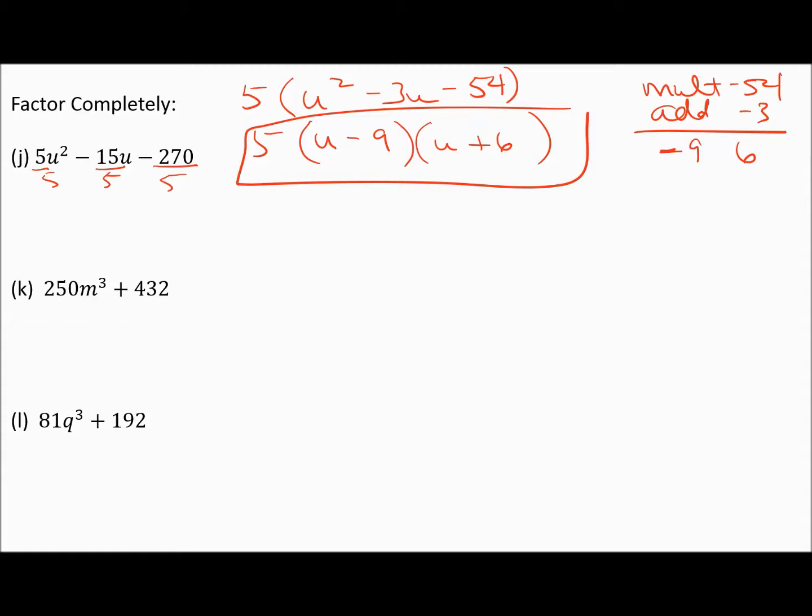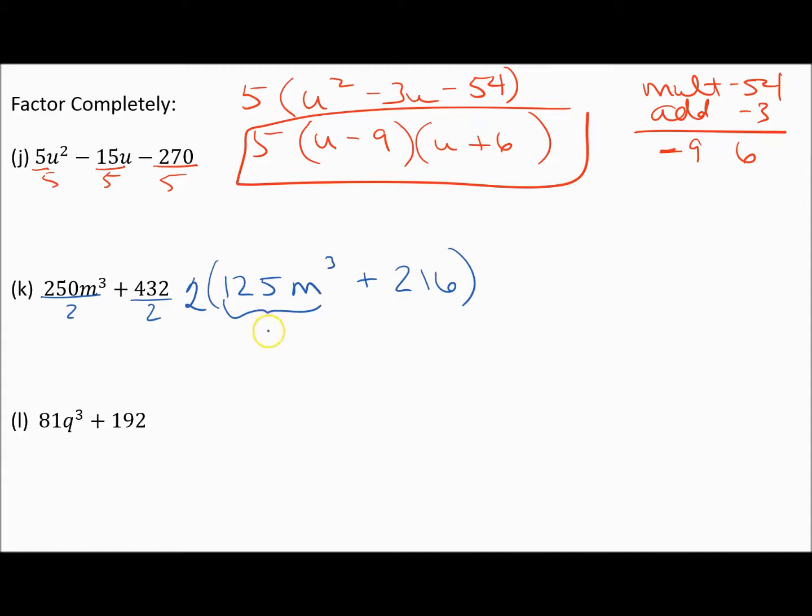And 4 doesn't go into 250, so I'm going to do 250 divided by 2, which we know is 125. So let's divide both of these by 2. That's going to leave me 2 out front and 125m to the third plus 432 divided by 2 is 216. Now the next question is, notice the third is the giveaway here. This might be a sum of cubes. If we know what the cubed root of 125m to the third is, then that would be a perfect cube.